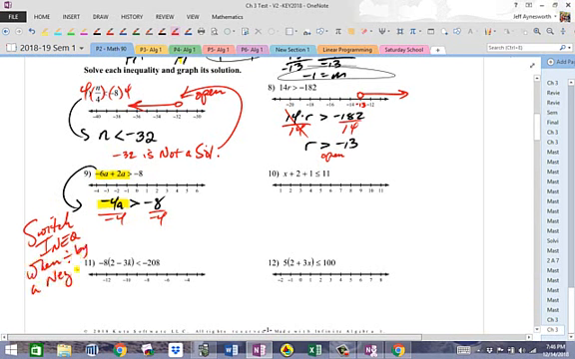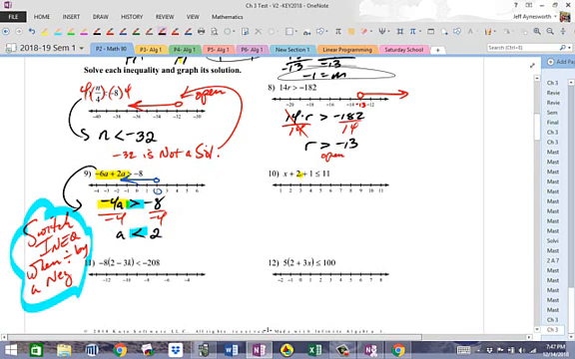Only by a negative, though. If you divide by a positive, it doesn't change. But if you divide by a negative, you change it. So you get a is less than 2. You find 2 on the number line, and you go less than, all numbers less than 2. You switch that inequality.